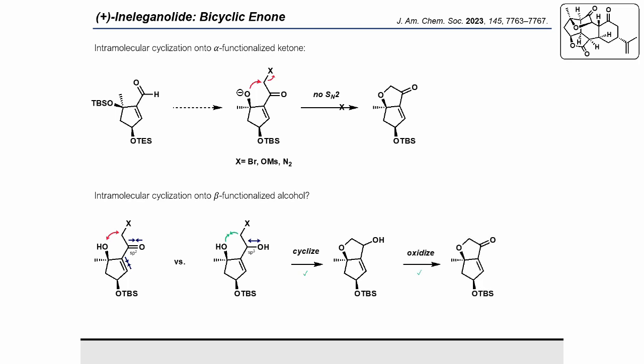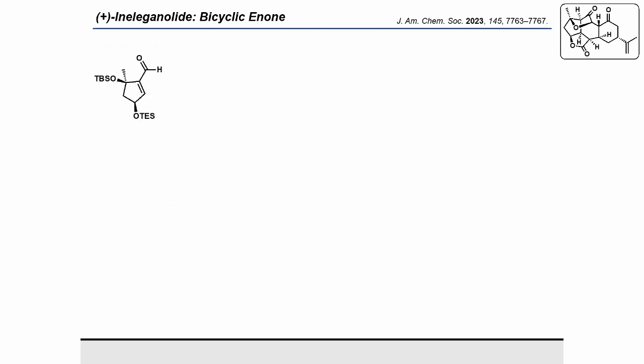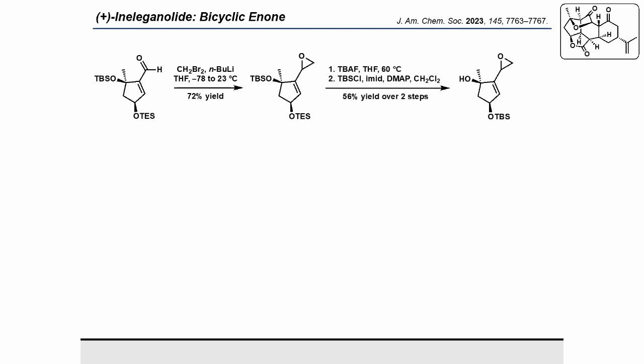This strategy in fact proved successful, as we can take our aldehyde and homologate it to the epoxide using dibromomethane and n-butyllithium in a 72% yield. Next, deprotection of both silyl ethers using TBAF and reprotection of the secondary alcohol using TBS chloride gives rise to the intermediate tertiary alcohol in a 56% yield over 2 steps. Next, we can open up the epoxide using magnesium diiodide to reveal the intermediate iodohydrin.